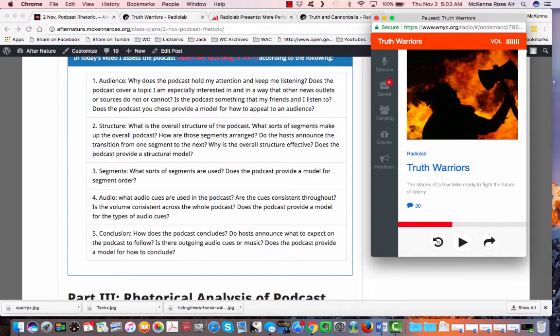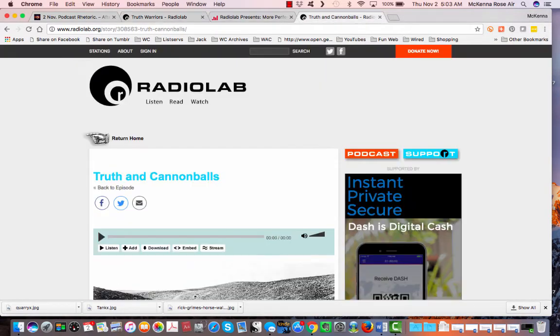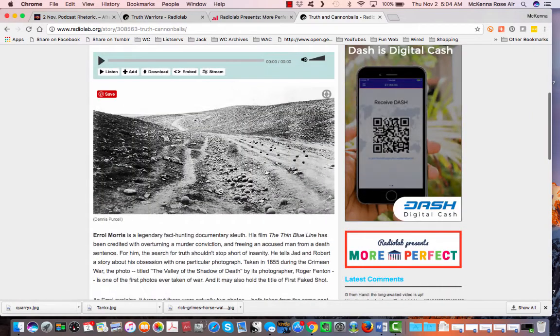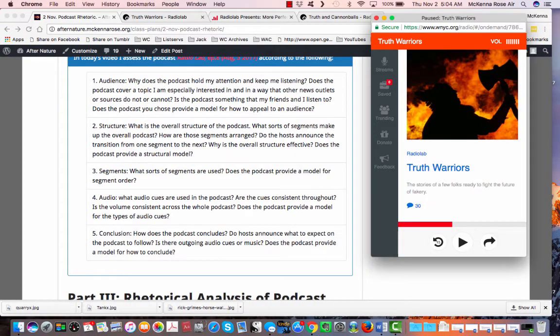This notion of which of these two, I can show you which of these two photos came first. So is it the photo without the cannonballs or the photo with the cannonballs? It was a mystery that plagued scholars for generations, and so this fellow Errol Morris gets to the bottom of it. And so as the mystery is about to be uncovered, the podcast hosts include some sound effects that draw our attention to these mysteries being revealed. So this is a good example of sound effect that you are welcome to use.